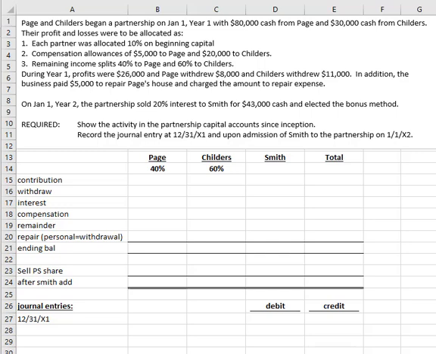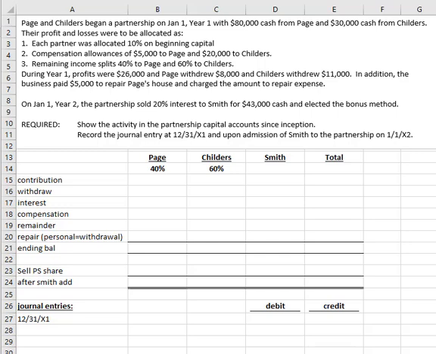So here we have a combo problem. We're going to be allocating income to the Page and Childers partnership, and then they're going to admit Smith into the partnership. So we'll see how to do that. We're also going to do some journal entries, so that you can see not just the schedule of calculating the amounts, but also the journal entries that the partnership would make.